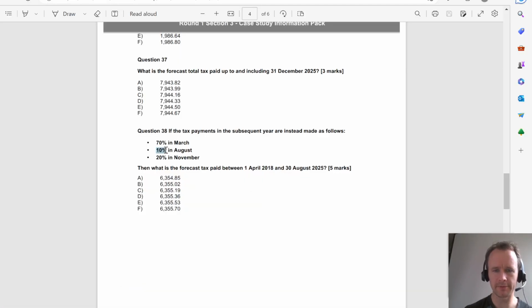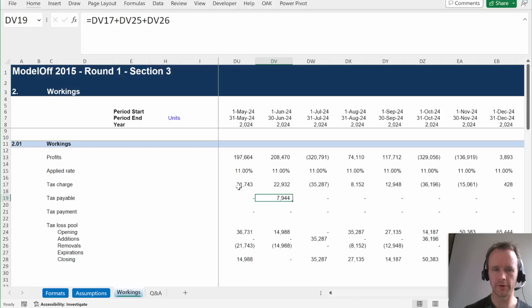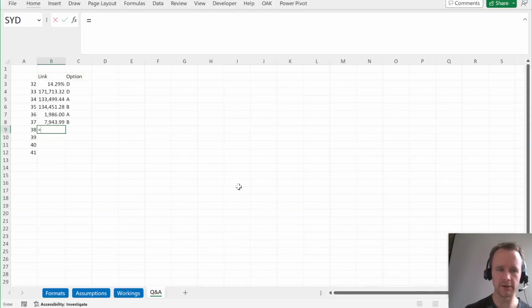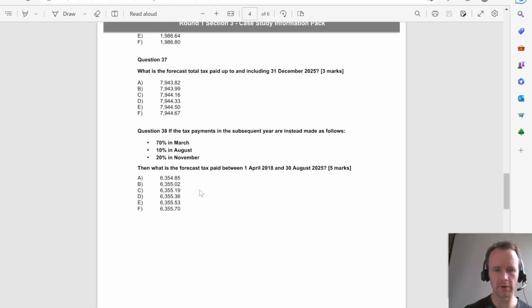And you're only going to pay 10% of that between April and August. So the speedy way to do this would just be to say that times 10%, which I think is the right answer, but I will, just for the sake of it, model it out fully. So 794.4.